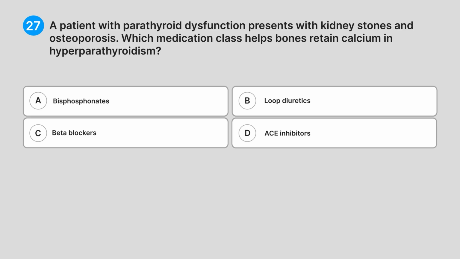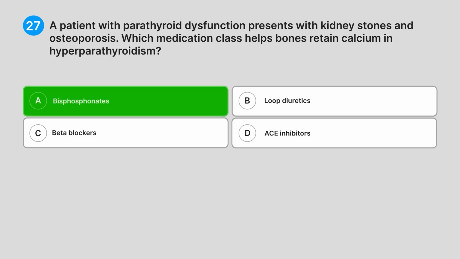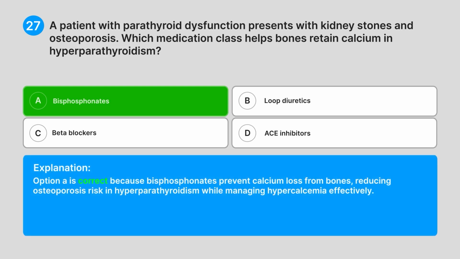Correct answer, A. Bisphosphonates. Explanation: option A is correct because bisphosphonates prevent calcium loss from bones, reducing osteoporosis risk in hyperparathyroidism while managing hypercalcemia effectively.